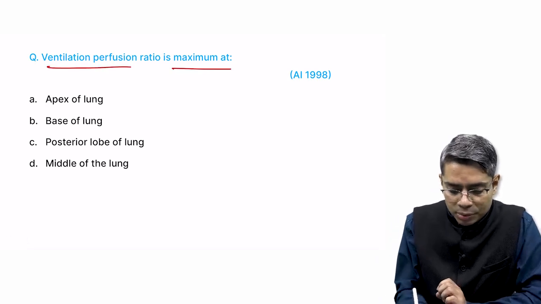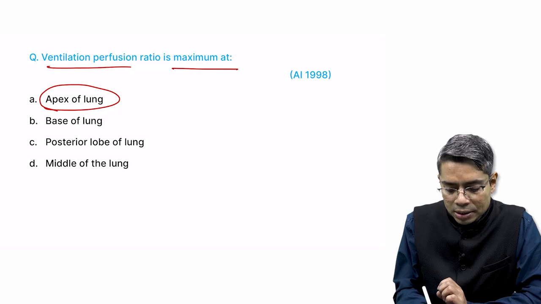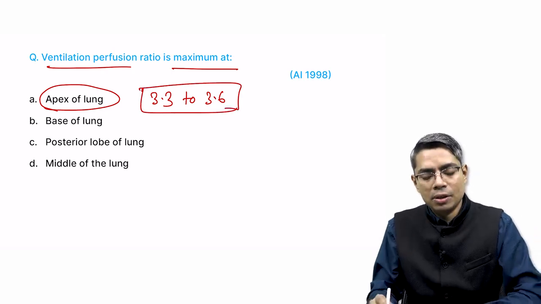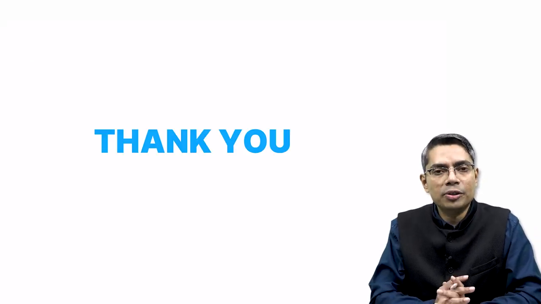The ventilation perfusion ratio is maximum at, we all know, the apex, where 3.3 to 3.6 is the normal ratio. So, this is all about ventilation perfusion of the lungs.